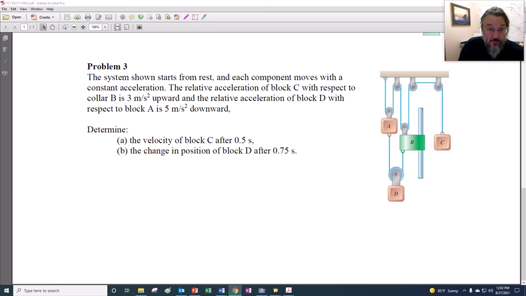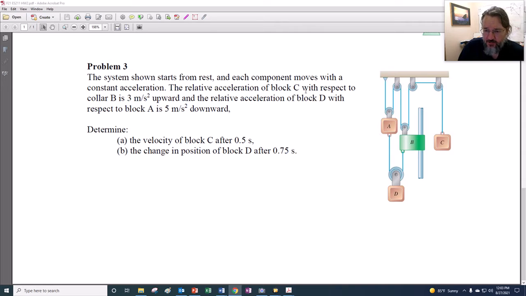We are back with problem 3 in homework 2, and I've updated this problem. Actually, I replaced the original one that I had there. I hope no one's wasted a ton of time trying to solve it. But here we have this combination of pulleys and blocks and even this kind of collar thing on a rail that rides up and down. It starts from rest, and everything moves with a constant acceleration.